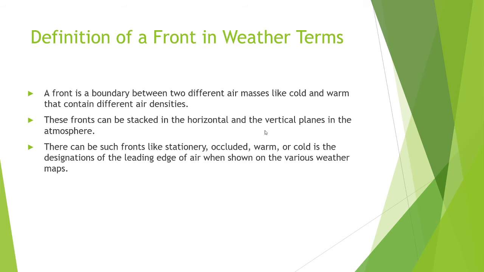Okay, so first of all, what is the definition of a front in weather terms? Well, a front is a boundary between two different air masses, like cold and warm, that contain different air densities. Now, normally they don't mix. So think of it as like oil and water. They can coexist, but they don't mix. So you can have a cold and warm air system, but they replace or displace one another.